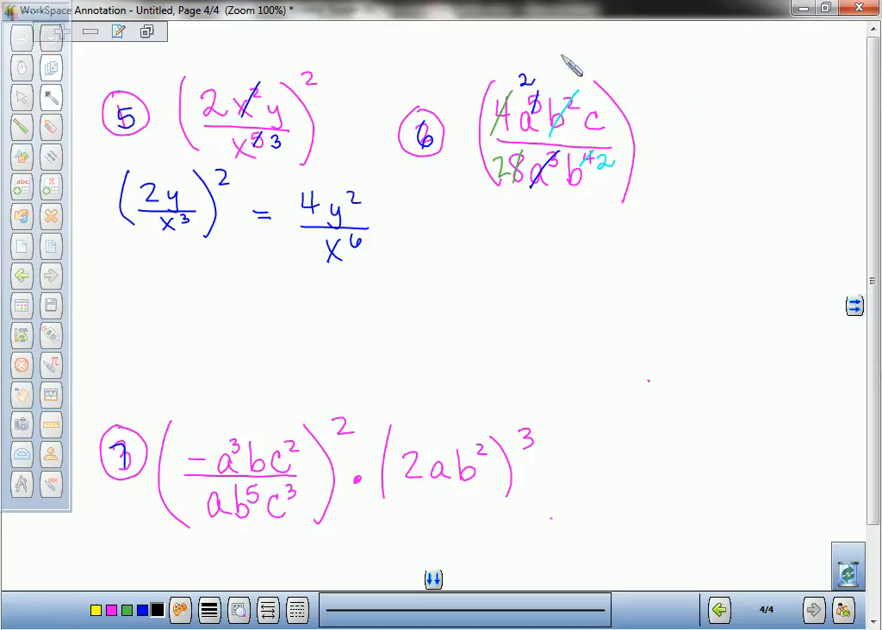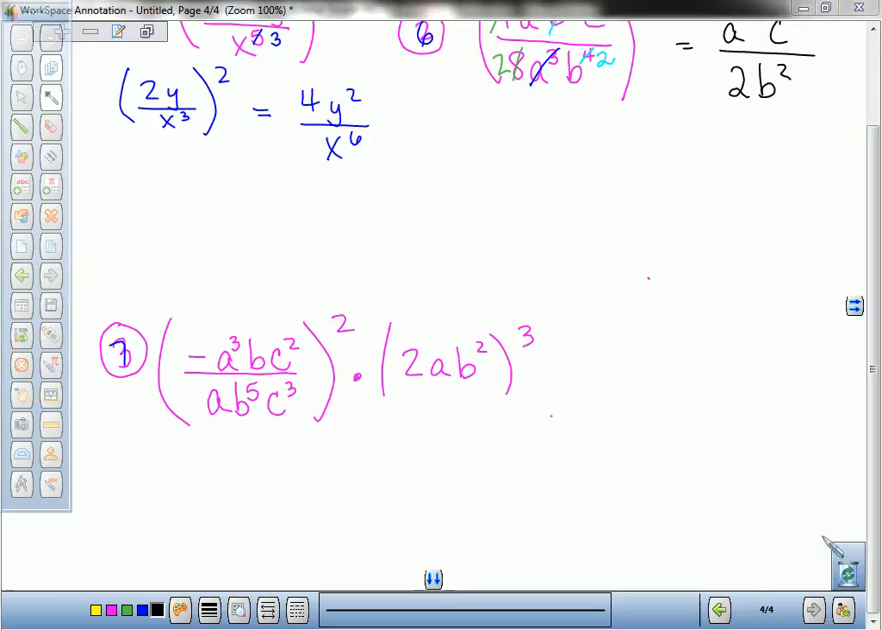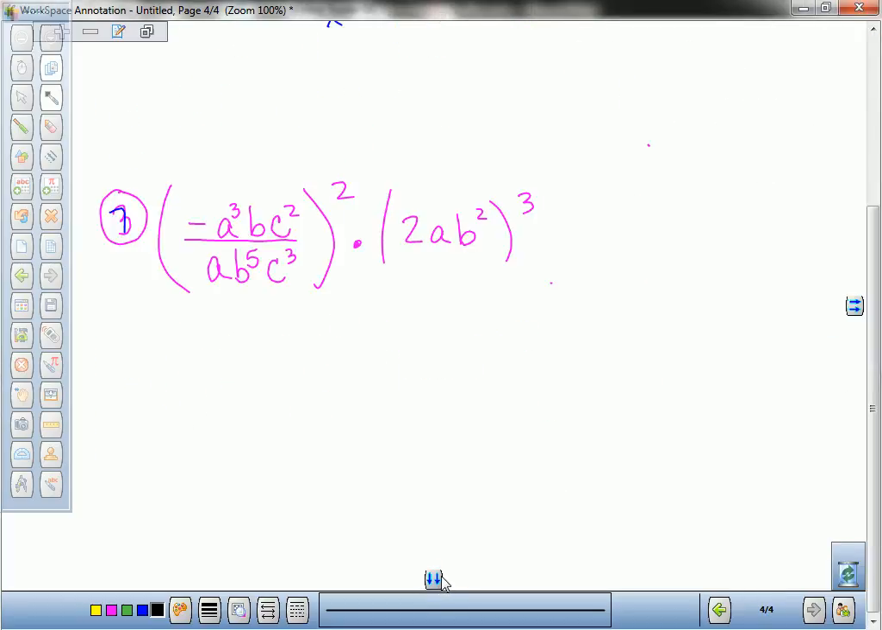All right, so what are we left with? In the numerator, we have an a squared and a c. In the denominator, we have a 2 and a b squared. Make sense? All right, so I'm just going to rewrite the problem.